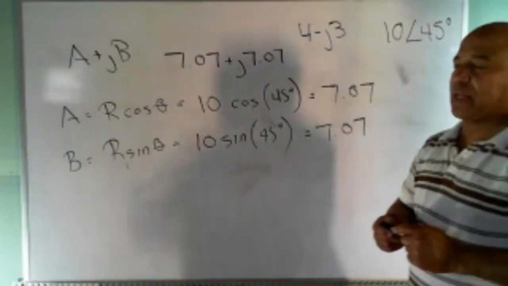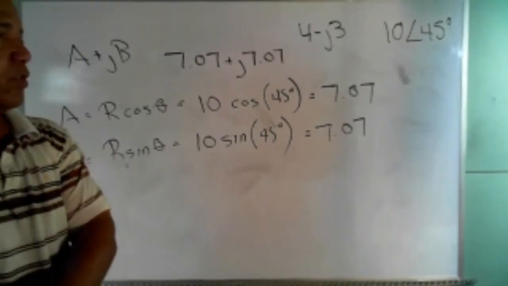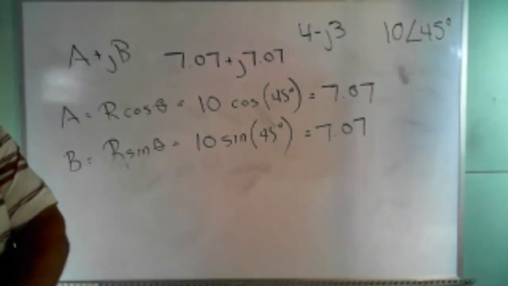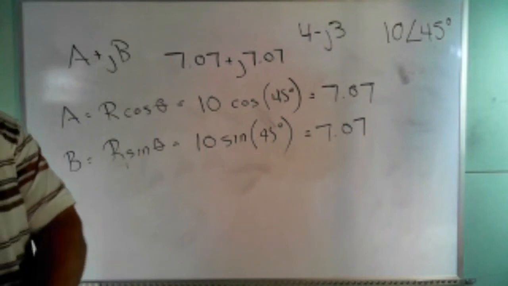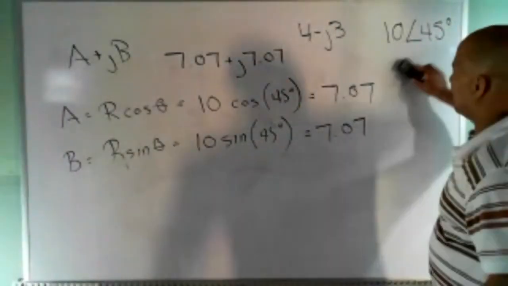You should be able to do that really, really fast. So you want to get used to working with these complex numbers. You have to be able to go from one form to the other form really fast. And here's why.